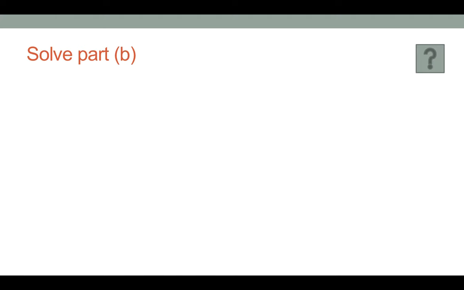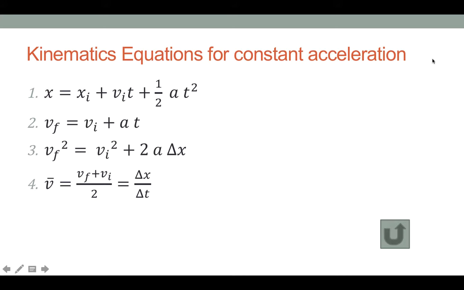Now, part B. Here we are looking for the total distance traveled. In particular, what we need to do is find the distance traveled while the car was slowing down. So again, what I want you to do is look at these 4 equations and figure out which one of those 4 we should use to solve part B. And again, a little multiple choice will open up, and I want you to pick which one of those 4 equations.